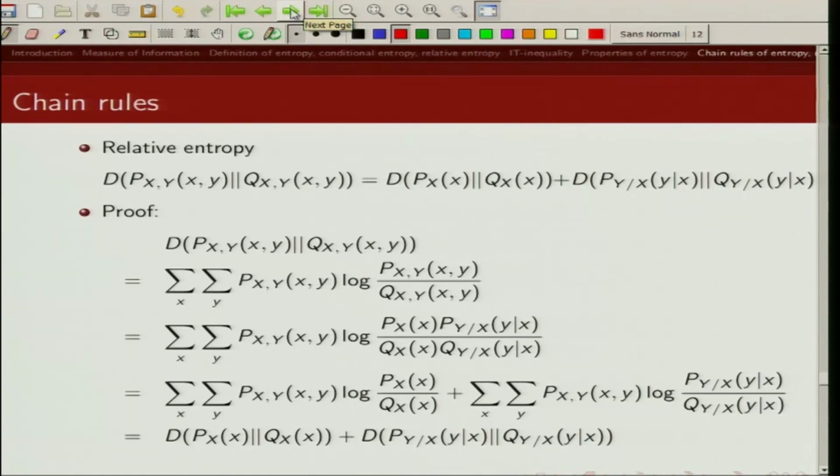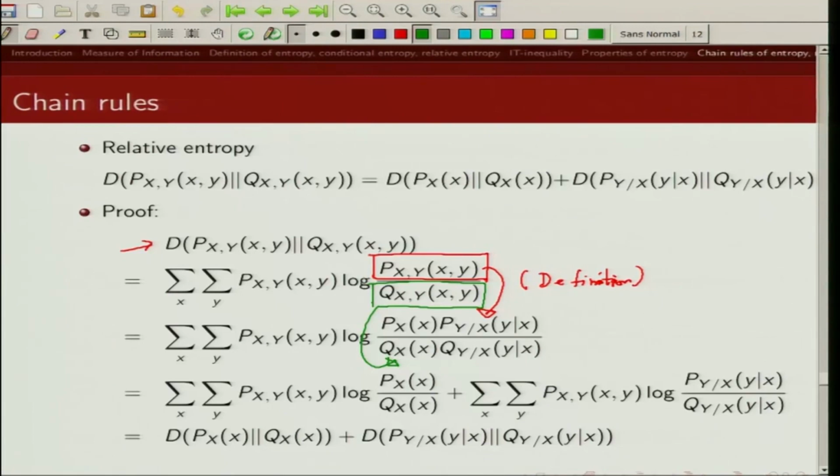What we do first is, from the definition of divergence, we write the expression for the divergence between these two probability distributions p of xy and q of xy. So this follows from the definition. Now these joint distributions can be written in terms of conditional distributions. So I can write this like this, and similarly I can write this in this particular fashion.